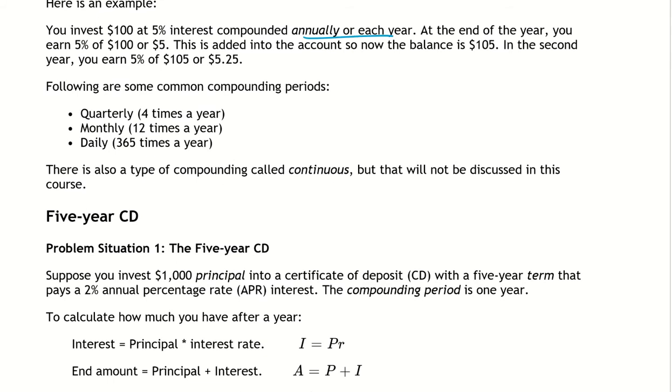Annually happens once a year. Some other key terms for compounding periods are quarterly, monthly, and daily.